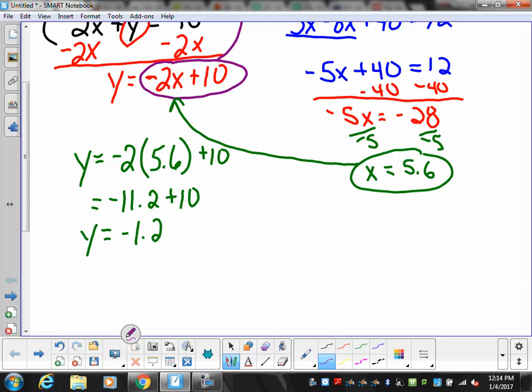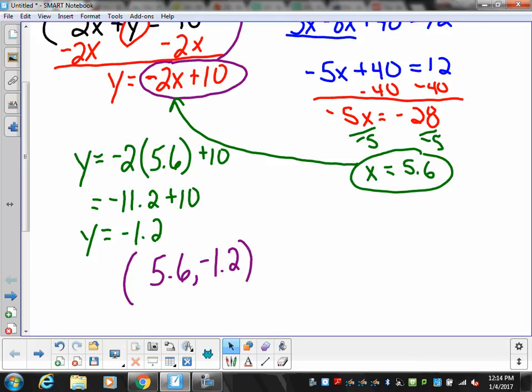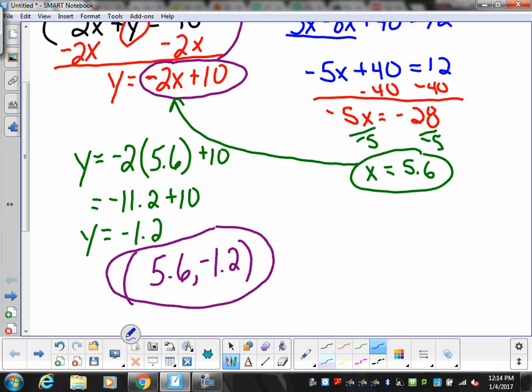Okay. And so when I write my solution, it's an ordered pair, and it's x, which is, not negative, sorry, it's positive 5.6, comma y, which is negative 1.2. So there's my solution.